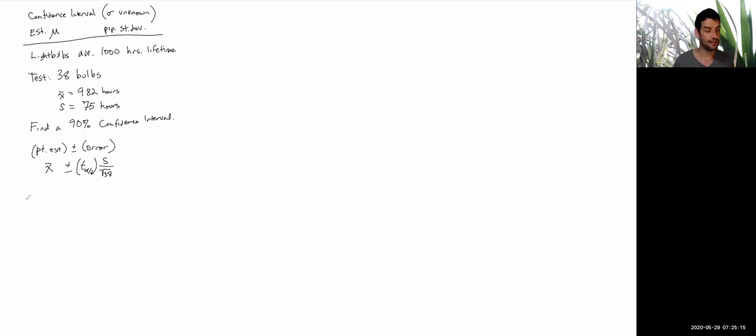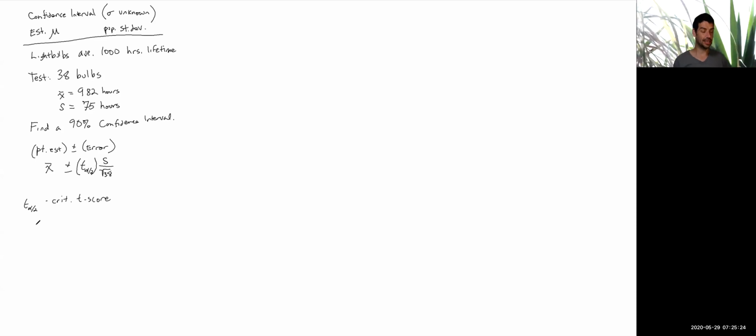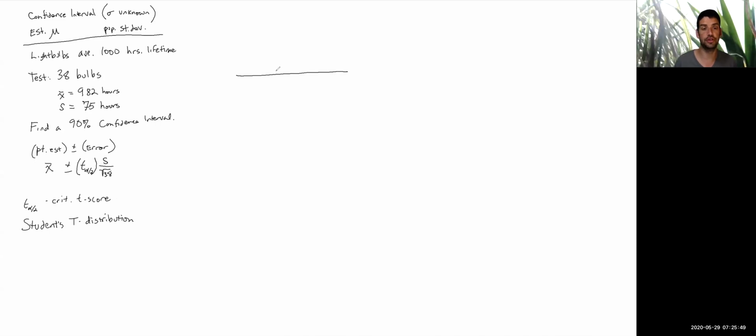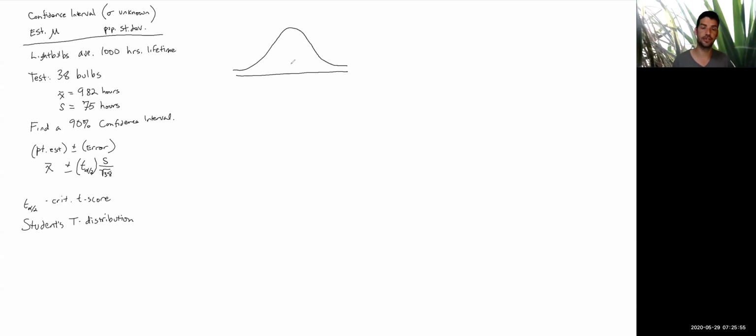This t of alpha over 2 is our critical t-score, okay? It comes from a distribution, like a z-score comes from the standard normal distribution. This comes from a distribution called the student's t distribution, okay? We don't need to know much about it, okay? We're still going to do what we did for the normal distribution when we look for z-scores, right? There's a t distribution. It looks very much like a normal distribution. We'll take a look at it in just a second.